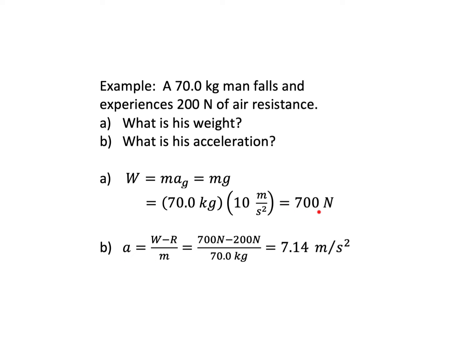So we just calculated the weight as 700 newtons. We're given in the problem that the air resistance R is 200 newtons and the mass is 70 kilograms. So if we subtract 200 from 700, that gives us 500 newtons. Divide that by 70 kilograms, and we end up with an acceleration of 7.14 meters per second squared.